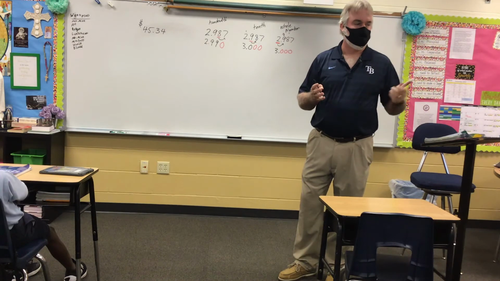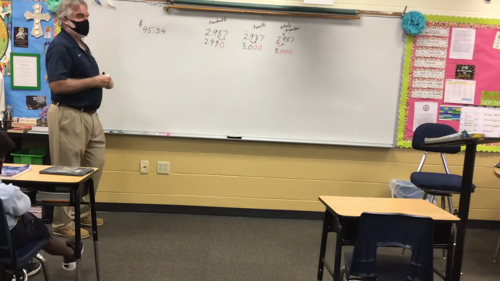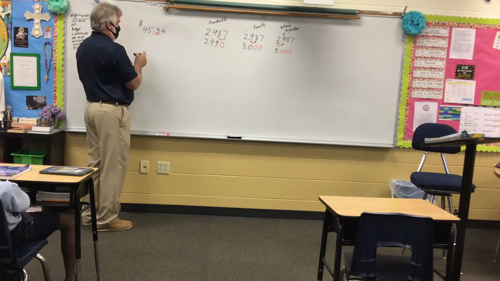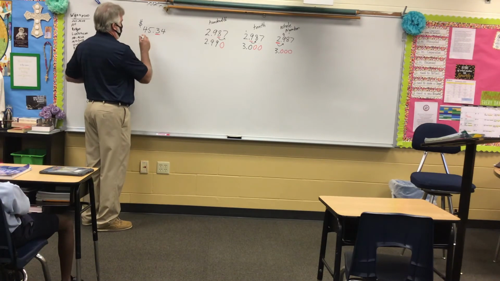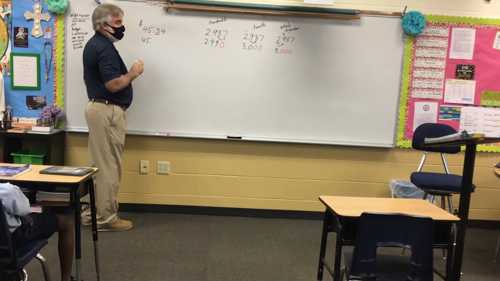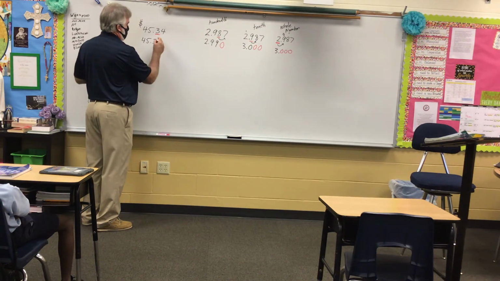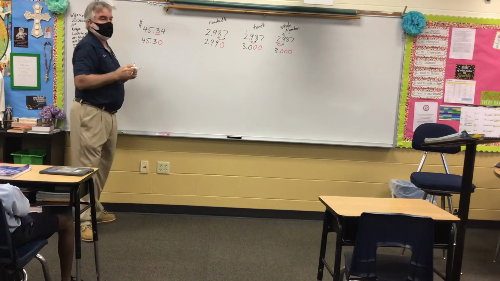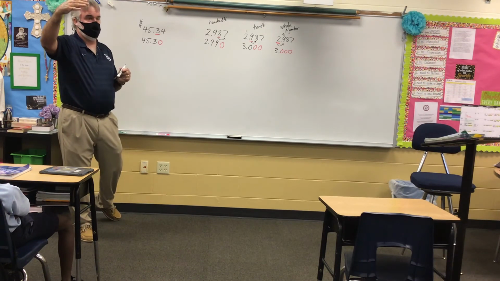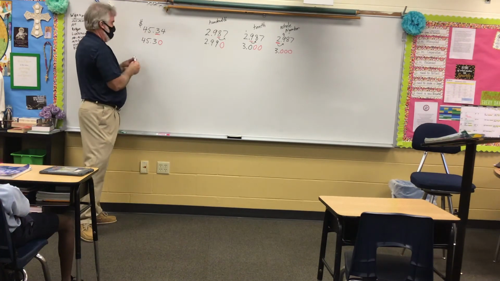What are they asking you to do, Joseph? Round it to 3. You're rounding it to this, right? So if you rounded it to that, 30. The 4 isn't enough to go up 1. It's 4 and below, so it's going to keep the 3 the same.